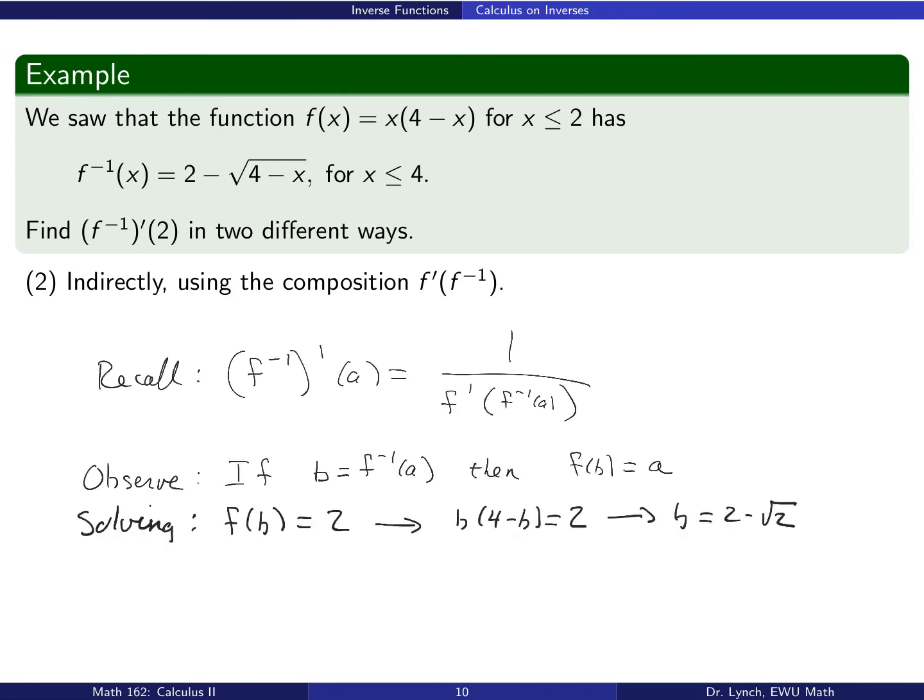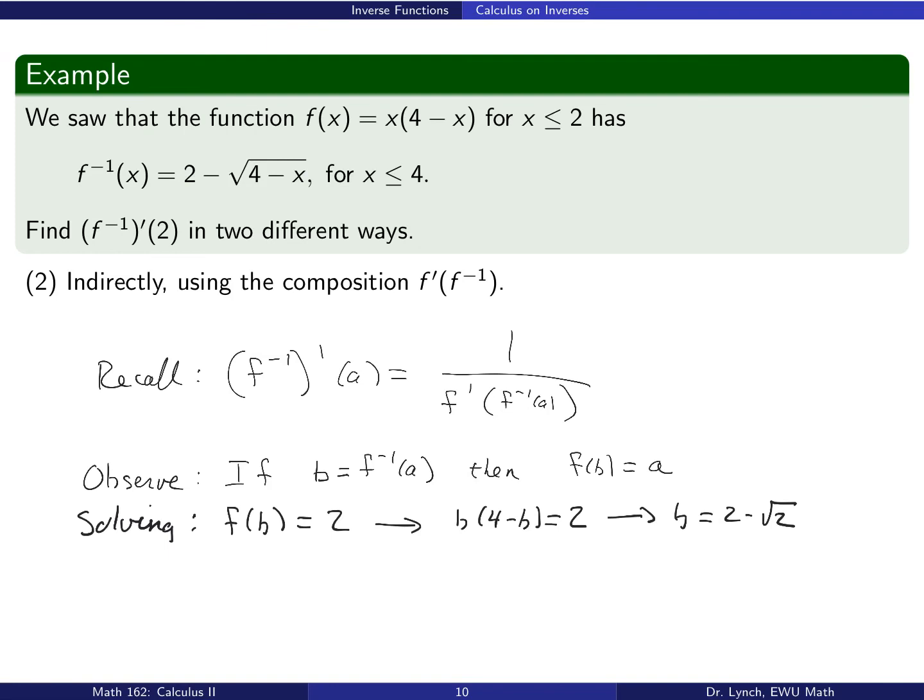So to start off, I'll remind you that we're trying to use this formula. F inverse prime at a is 1 over f prime of f inverse of a. And the first thing we need here is the value of f inverse at a. So we're trying to solve for this value b. And we can see that if we plug in f of b equals 2, then we can solve for b as 2 minus the square root of 2.